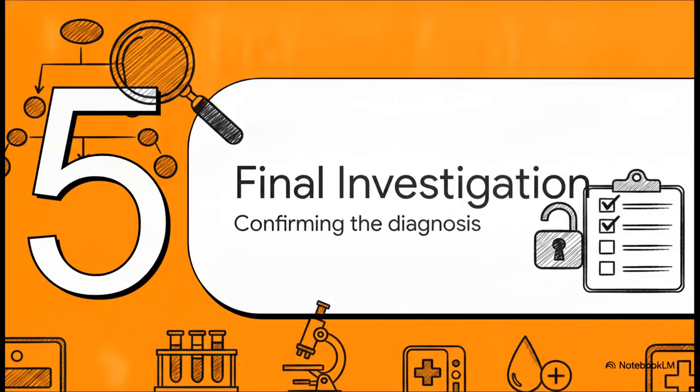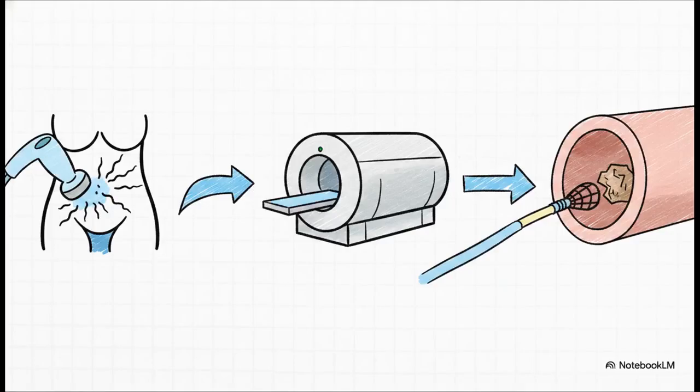Section 5. The final investigation. So our physiological reasoning has pointed us in the right direction. How do we definitively confirm it? Well, imaging follows a very logical progression. An abdominal ultrasound is your simple, effective first step. It's perfect for spotting a dilated common bile duct, the classic signature of an extrahepatic block. Next, if you need a detailed map of the biliary anatomy without being invasive, you step up to an MRCP. And finally, there's ERCP. This one is an absolute game changer because it's both diagnostic and therapeutic. A specialist can literally extract the blocking stone or place a stent during the exact same procedure.